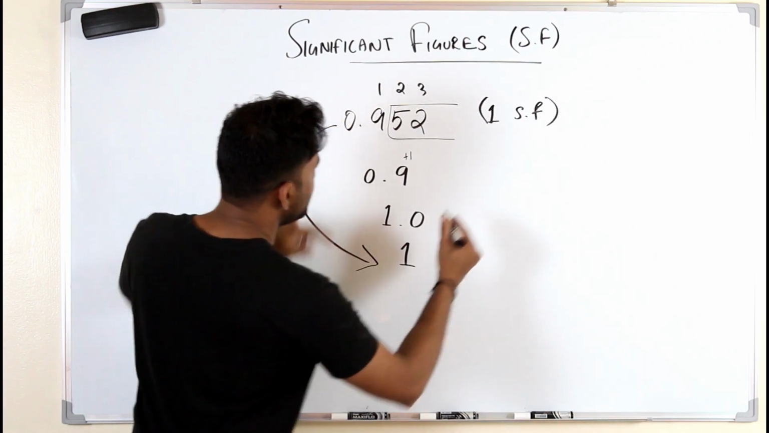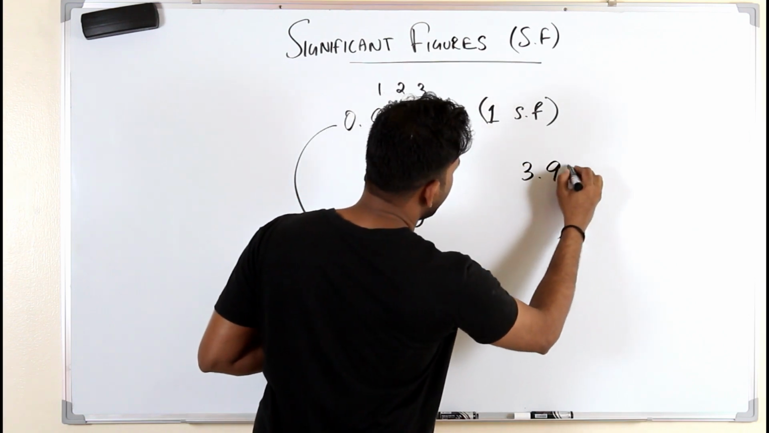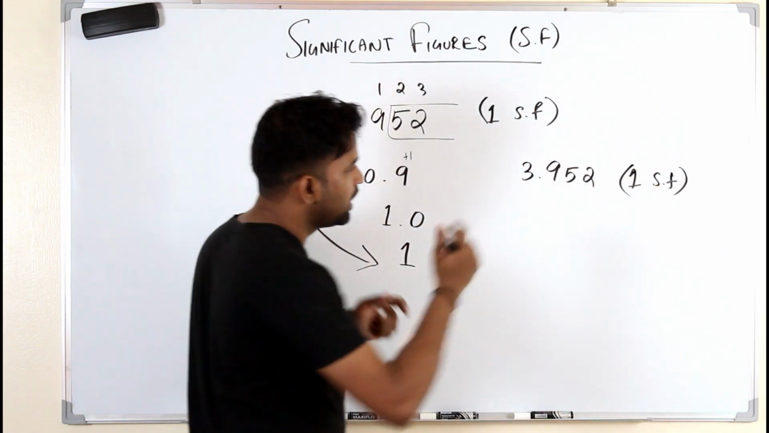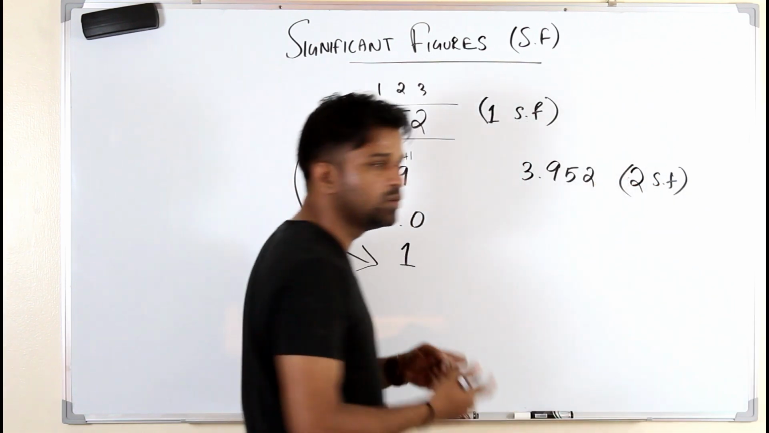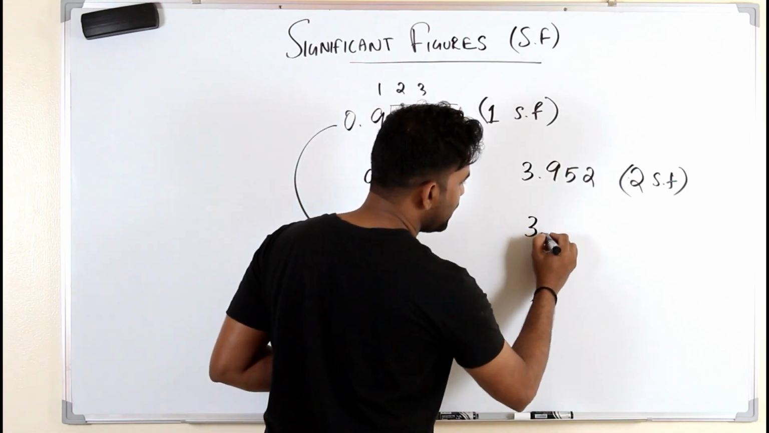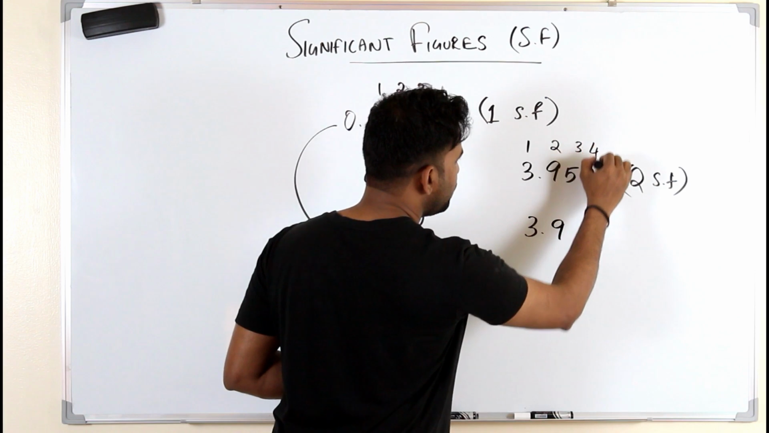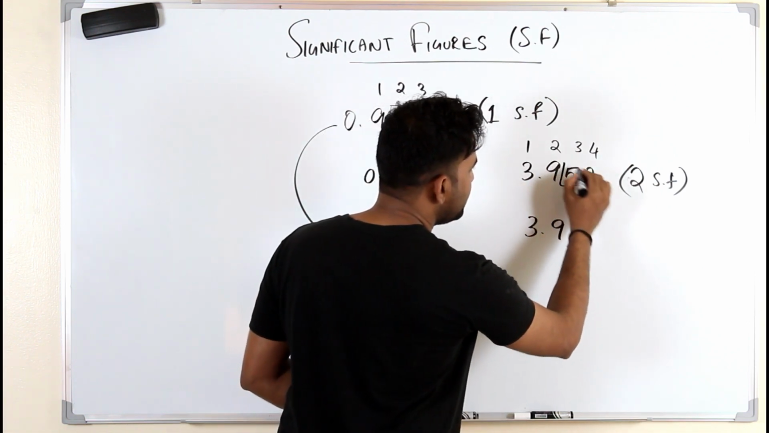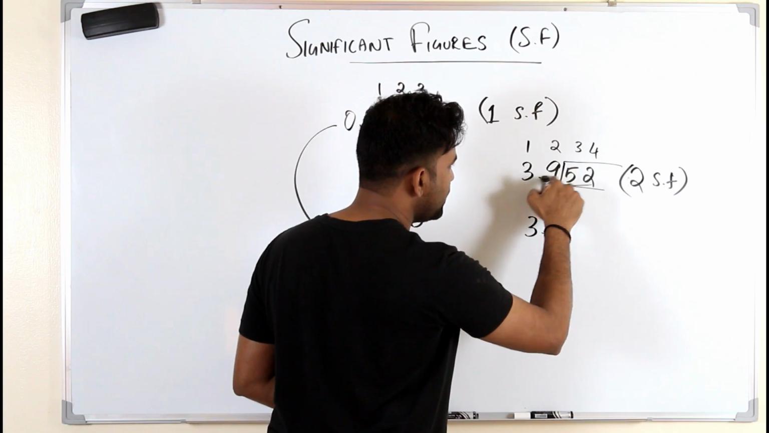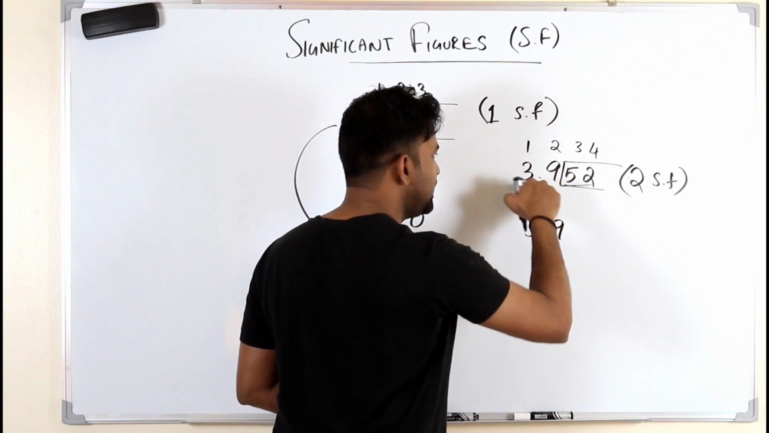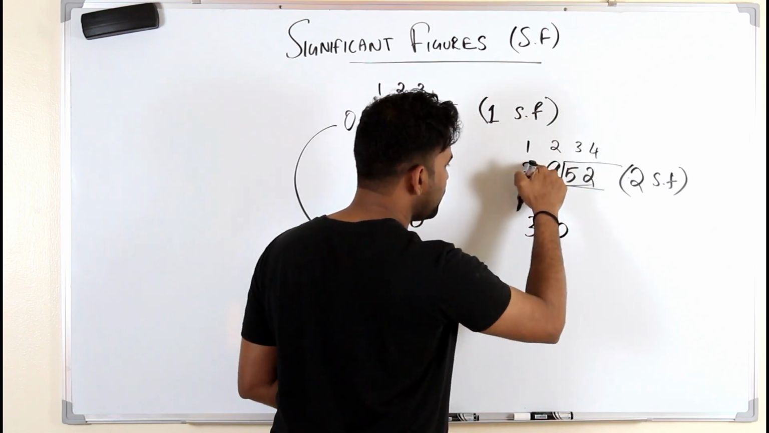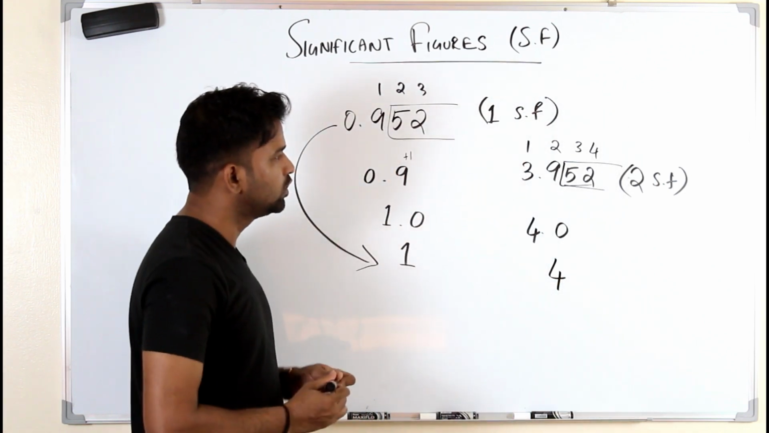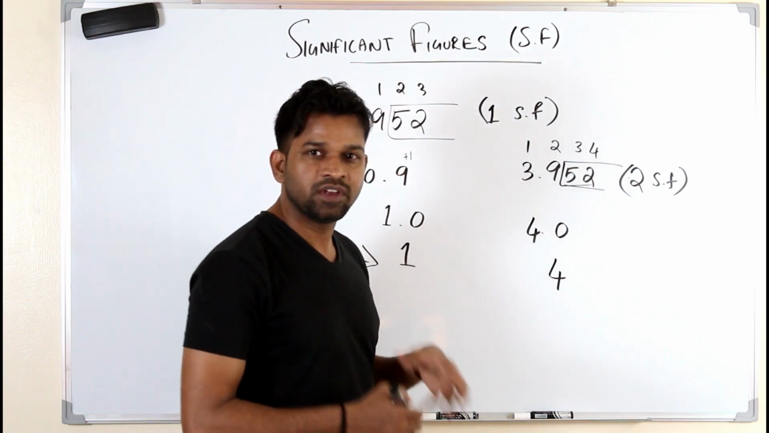Or let's say instead of 0, you have some other number here, 3.952. And you need to write this number in 2 significant figures. The number has 1, 2, 3, 4 significant figures. And our 2 significant figures are 3.9. And we leave the rest of the digits. Since it is 5, you need to add 1 here. When you add 1 here, this 0.9 becomes 10. So we write 0 here. And the remainder 1, when you add here, this becomes 4.0 or 4. So this is how you write this number in 2 significant figures.